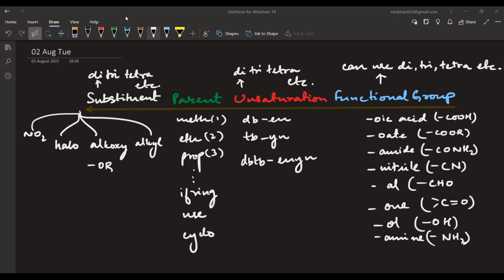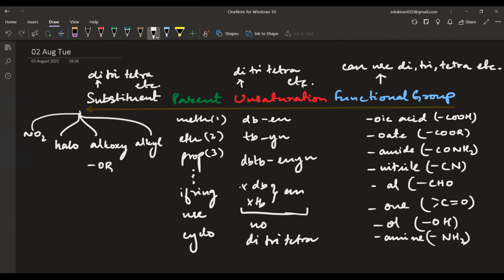Also, one more thing. If you don't have double bond or if you don't have triple bond, then we use an. And for an, you don't use di, tri, or tetra. Please remember this. What is that under prop? These are just lines, dot, dot, dot. If ring, use cyclo.